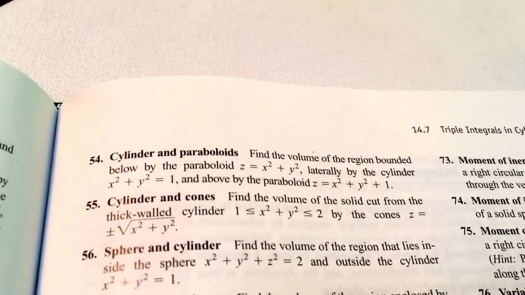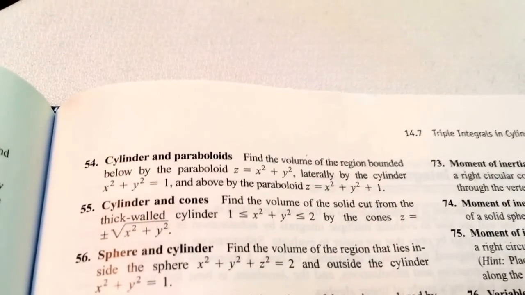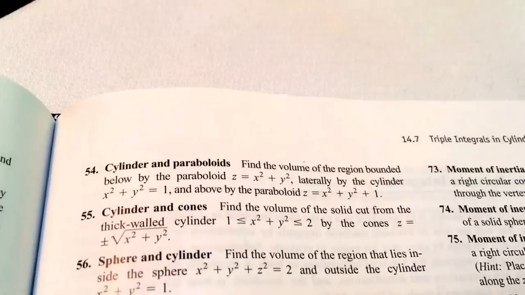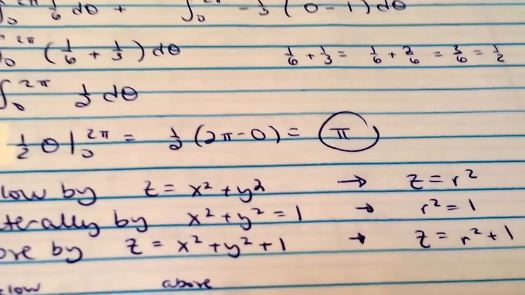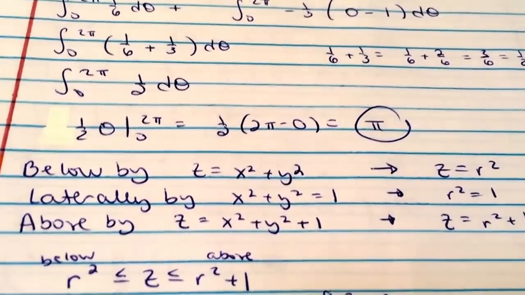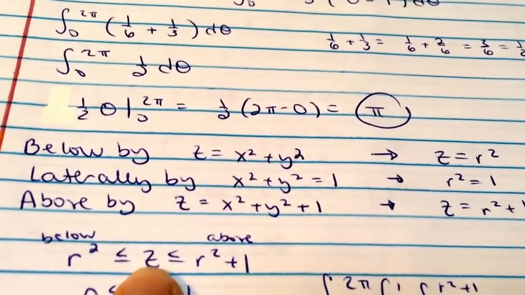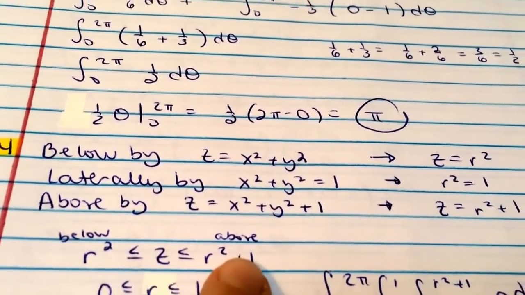Find the volume of the region bounded below by the paraboloid, laterally, which means on the sides, by the cylinder, and above by the paraboloid. So two paraboloids in a cylinder. All right, so I've got all that stuff here. So the above and below, that's the bounds on the Z because the Z moves bottom to top. So this is what's below, this is what's above.